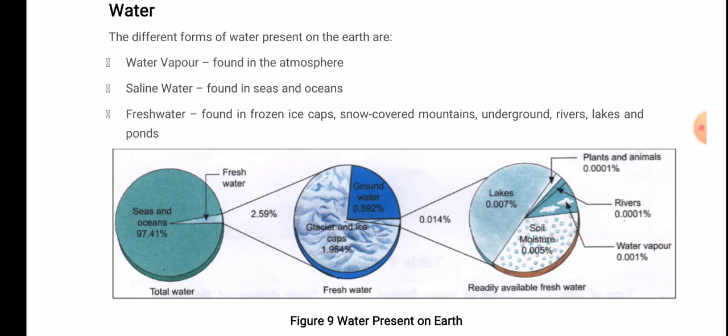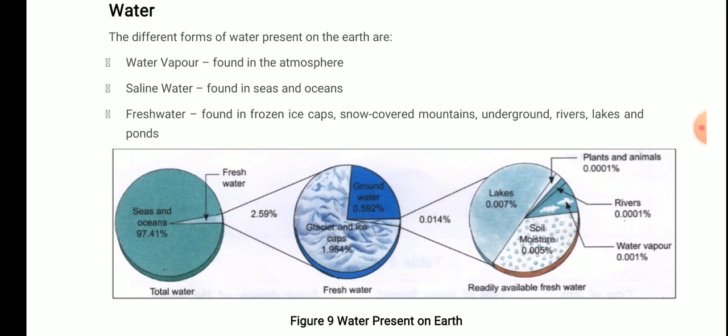Now there is a figure depicting the water present on the earth. Let's see, out of the total water, compared from 100%, 97.41% water is in seas and oceans. Only 2.59% is the fresh water, a very little amount. And in that 2.59%, very little is groundwater, that is 0.592%. Glaciers and ice caps constitute the majority of that, 1.954%, which you cannot use. And the remaining is 0.014%.